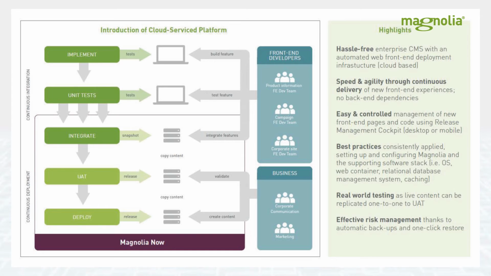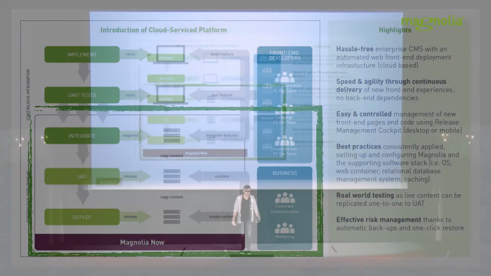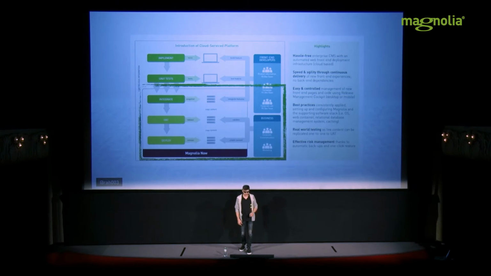And what Magnolia Now is really covering is this part when you start bringing in other people, when you move away from the pure developer work on your laptop, when you need to show the things, when you need others to test it, while you still want the freedom to continue developing and continue working on the things.